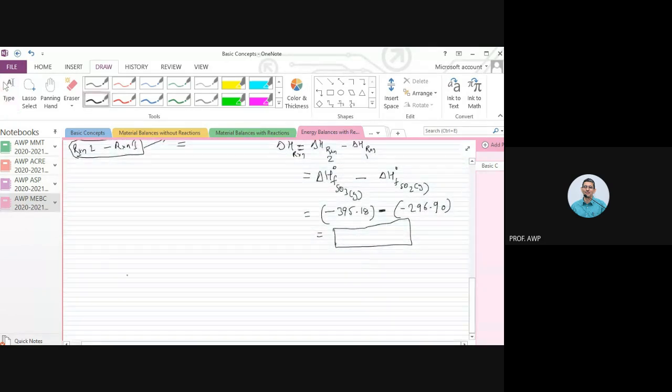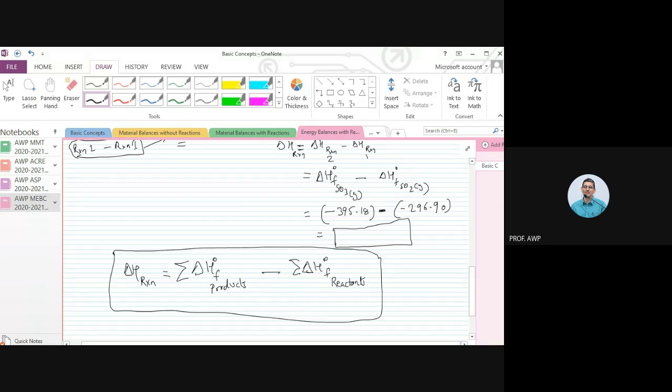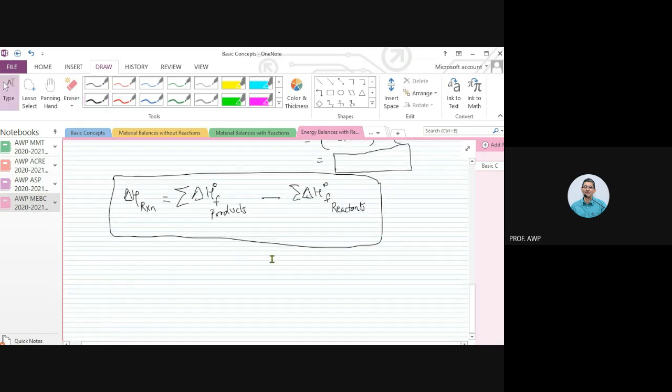So heat of reaction would be heats of formation of products minus heats of formation of reactants, with all reactants put together and all products put together. This you have seen in your 11 standard and 12 standard. Yes or no? Yes, sir. Excellent.